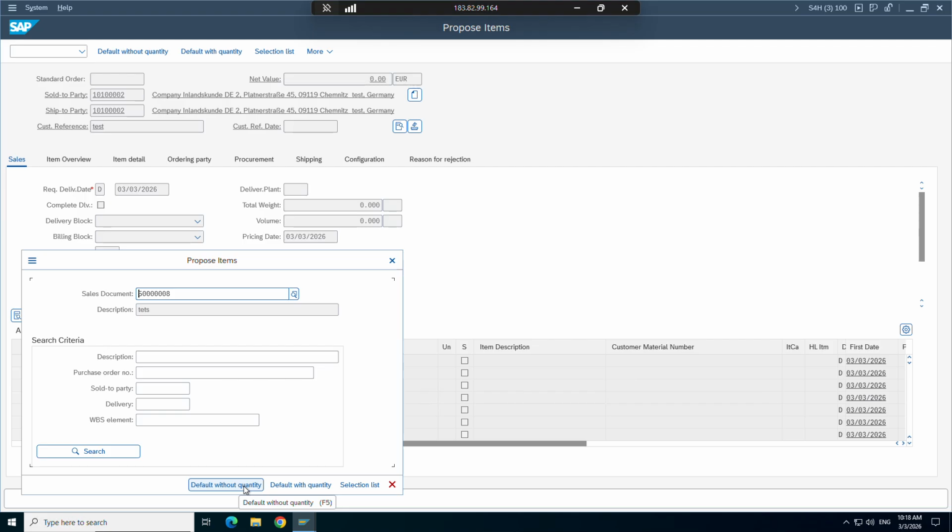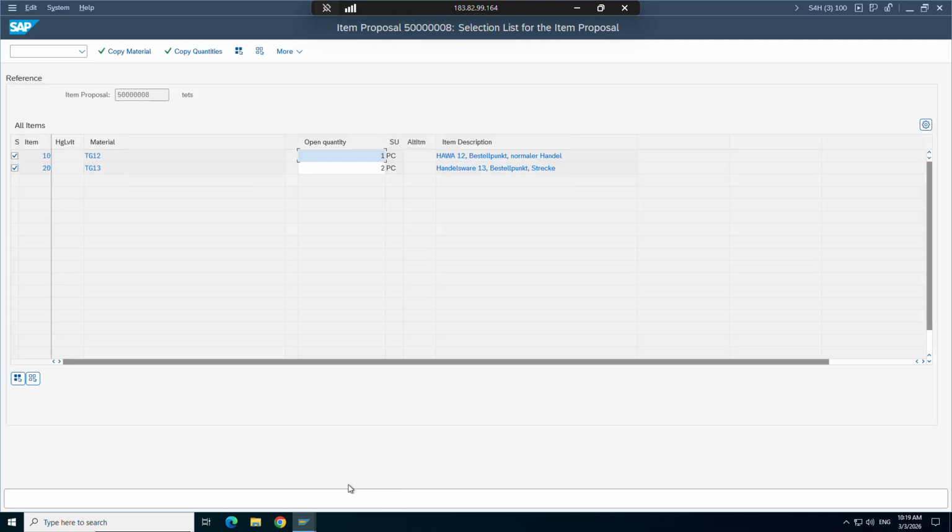Now let's say I'm clicking on default without quantity. You see there is another option, selection list. Let's say there is 100 material, but I want to select only a few. I can click on this and then I can select manually. Let's say I have selected 90 materials and 10 materials I don't want. I can just click on this and then I can copy. So all these functions we get in the item proposal. Let's close it now.